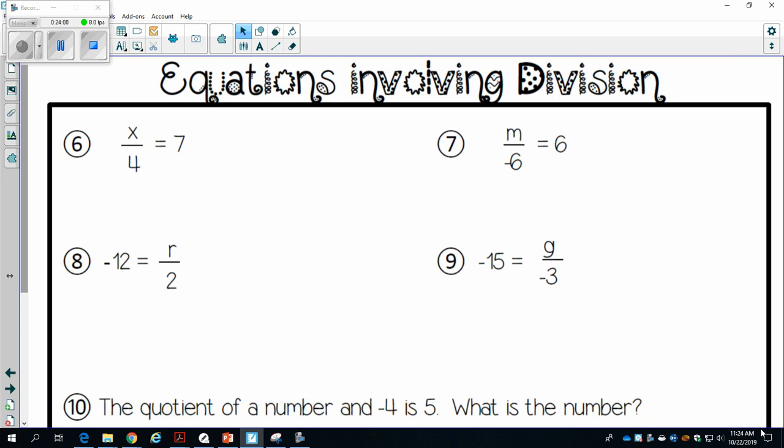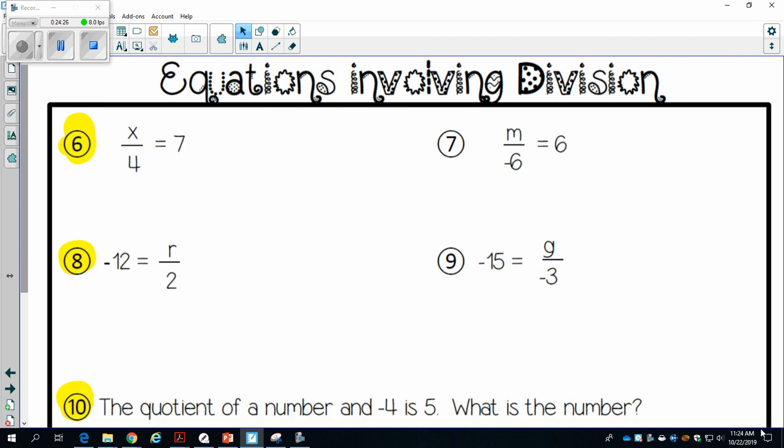We are actually going to do 3 of these. We're going to do number 6, number 8, and then number 10. If you'd like to go ahead and try them and pause the video, you may do that, or you can go ahead and do these along with me.